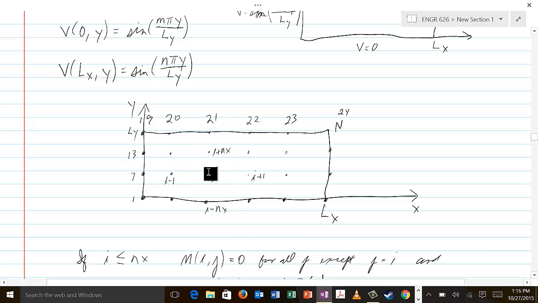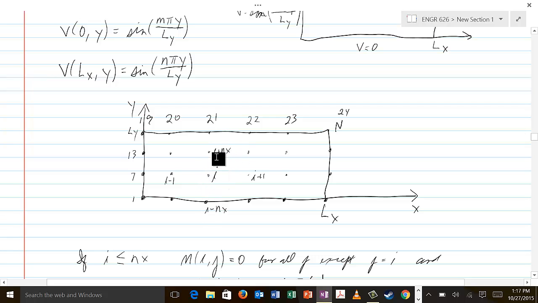But now, let's suppose that this is some node in the mesh, node I. Because of the way we're numbering it, the node just to the left of that will be node I minus 1. The node just to the right will be node I plus 1. And then since there are nx nodes in every row, the node just below that will be node I minus nx. And the node just above it will be node I plus nx.